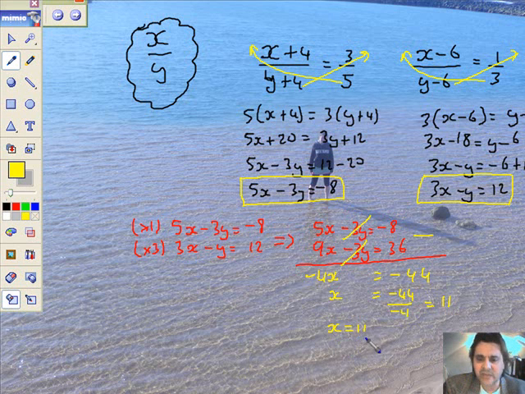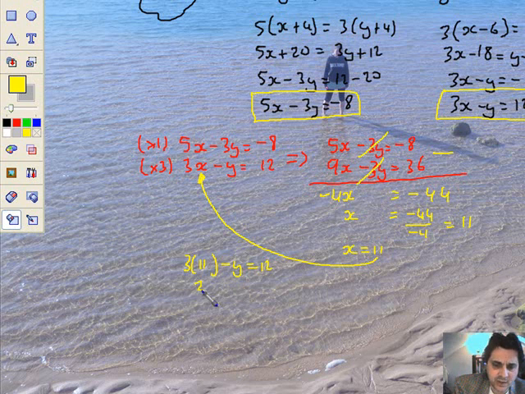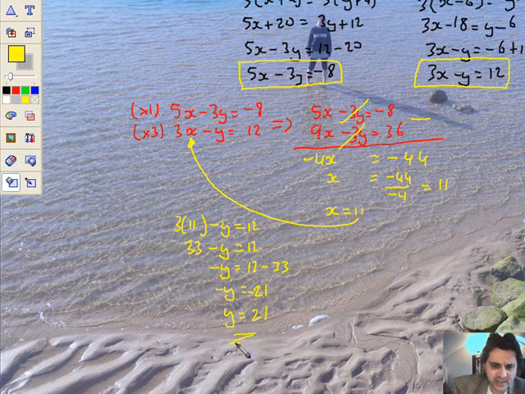Easy peasy. Now let's substitute this into the easiest equation I can find. I think if I put the x value of 11 in there, that should be fine. So here I go. 3 lots of 11 minus y is 12, so 33 minus y is 12, so minus y is going to be 12 take away the 33, so minus y is going to be 33 take away 12, which is 21, but it's negative 21, and therefore y is 21.